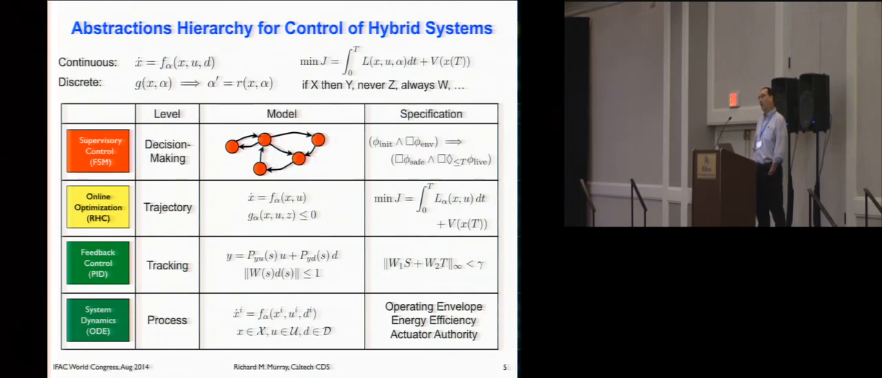And so here my model is going to be some sort of discrete transition system. What mode am I in? If I go from a road to an intersection, from an intersection to a road, from a road to a parking lot, all of those sorts of things. And my specification might be some sort of temporal logic formula, here written as an LTL, or actually an STL, that I'll tell you about in a second, formula. And so I have to solve that problem.